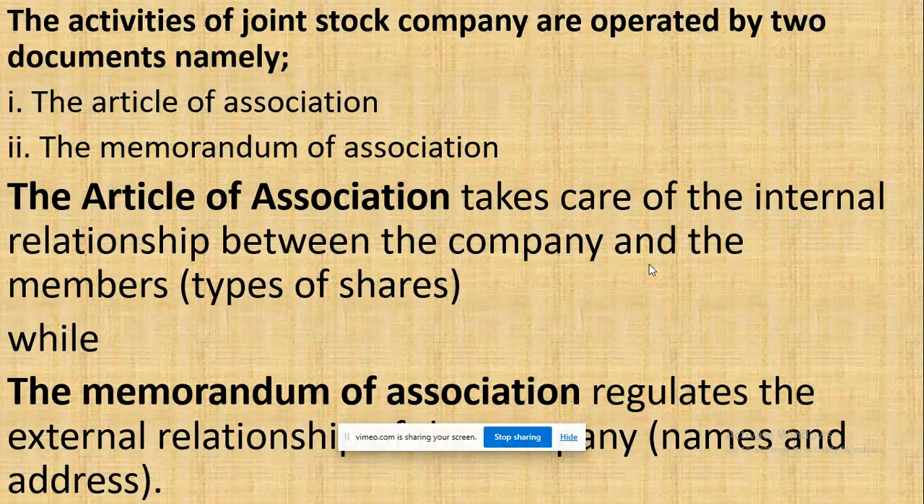And that one is very simple. This association, the articles, takes care of the internal arrangements, the internal relationship between the company and the members, I mean those people that come together to establish the business, the types of shares. While the Memorandum of Association regulates the external relationship of the company, that is the name and the address of the company. So this is the difference between the two documents that joint stock companies operate.